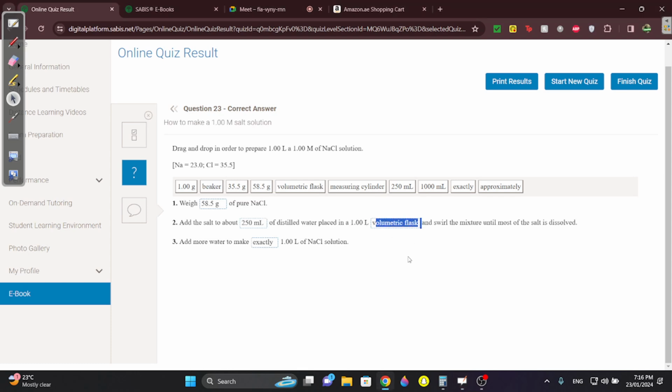It has to be a volumetric flask because to prepare solutions, you always use a volumetric flask. Then you swirl until most of the salt is dissolved. Then you add more water to make exactly 1 liter. That's how you do it.